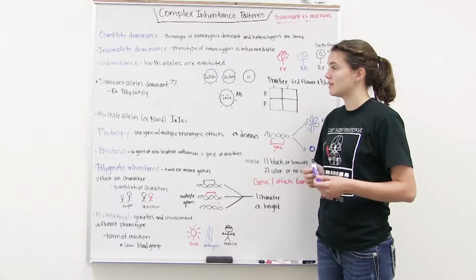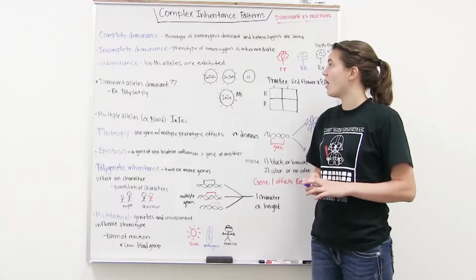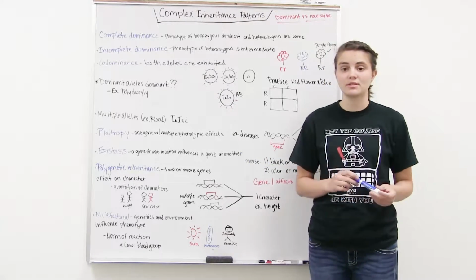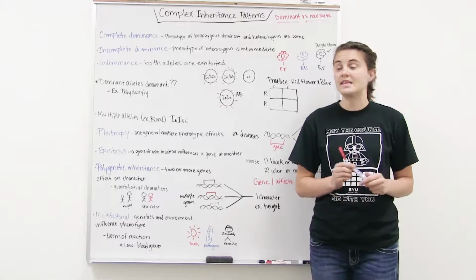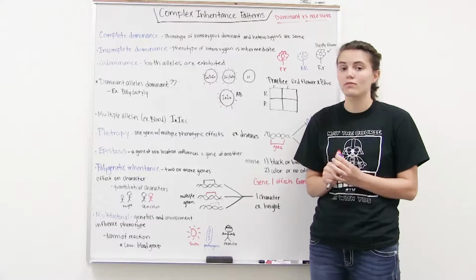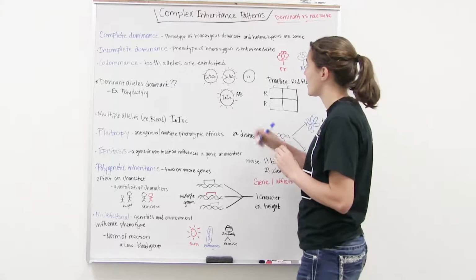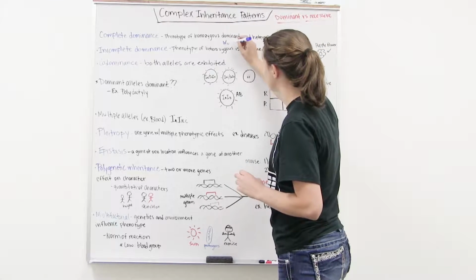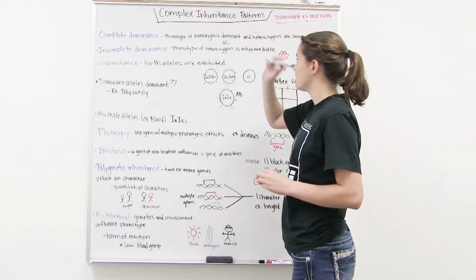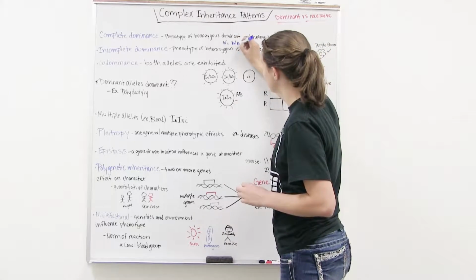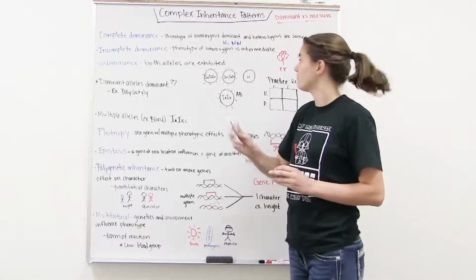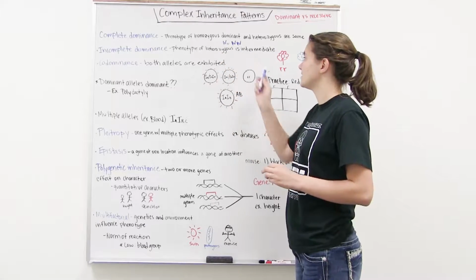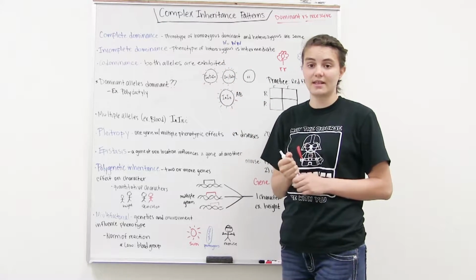In complete dominance, the phenotype of homozygous dominant individuals and heterozygous individuals is the same. So for an example, if we have two alleles, W, the phenotype, or what we see on the outside, for the big W, little w, and big W, big W, is going to be exactly the same.